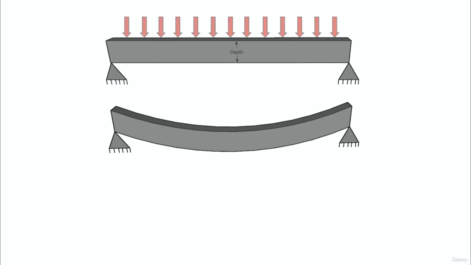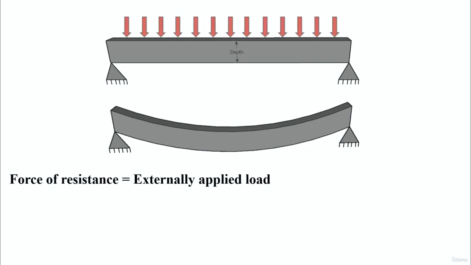So the cohesive force between the molecules of the material offers resistance against deformation. The process of deformation stops when the force of resistance is equal to the externally applied load. The concept is very simple. So the external loads are applied on this member, so it has to offer some resistance against this externally applied load. Force of resistance is equal to the externally applied load means there will not be any deformation.